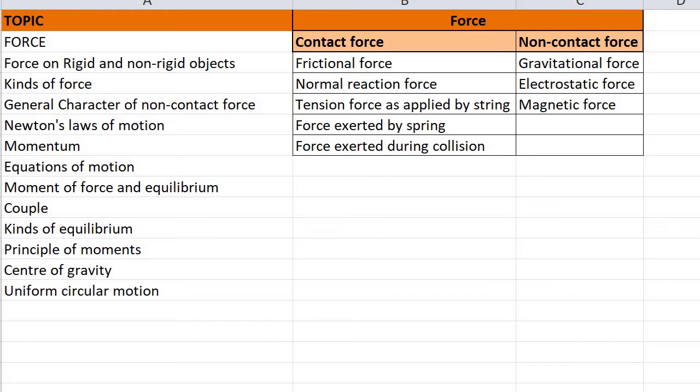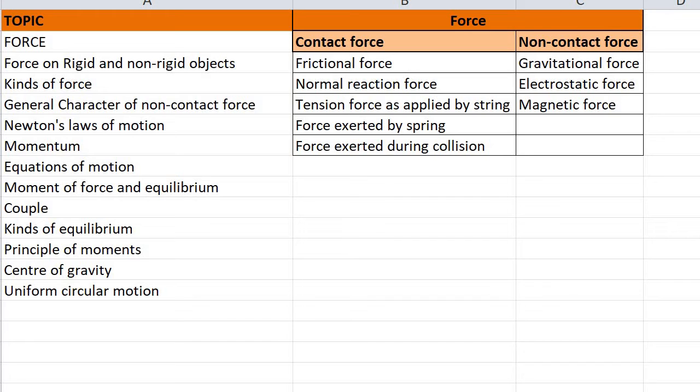So now we'll try to understand what is a contact force. Contact force is a force which is exerted on an object by another object when it is in direct contact with it. Non-contact force is that force which is acting between two objects when they are not in contact, or in other words, this force is acting when the objects are at a distance from each other.